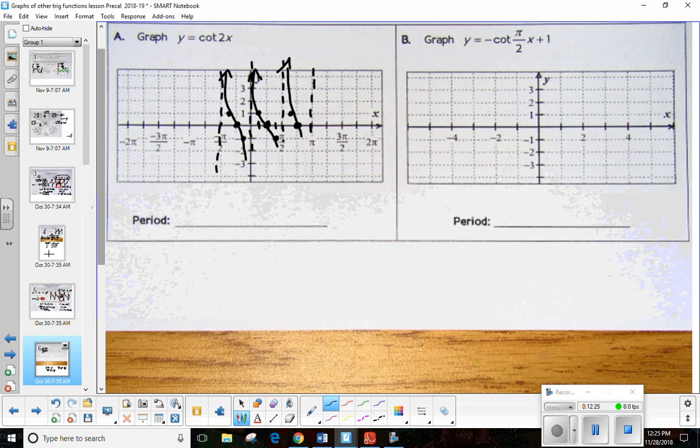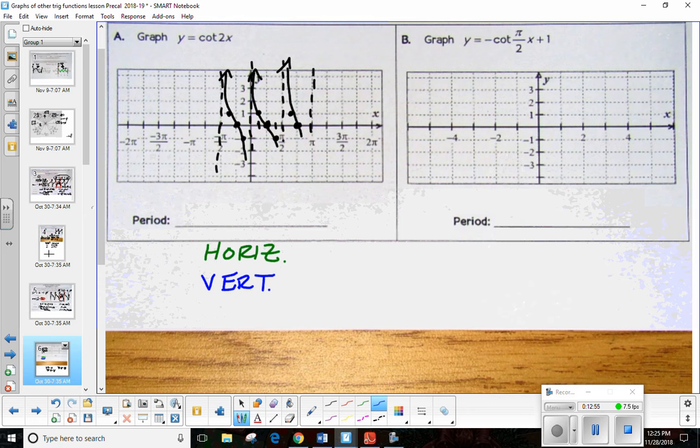All right. So negative cotangent of pi over 2x plus 1. Let me go ahead and break this up first. We have horizontal, and then let's use blue, we have vertical. So let's go ahead and break this apart. I went ahead and color coded it for us. What in this graph would be horizontal? What would be vertical?